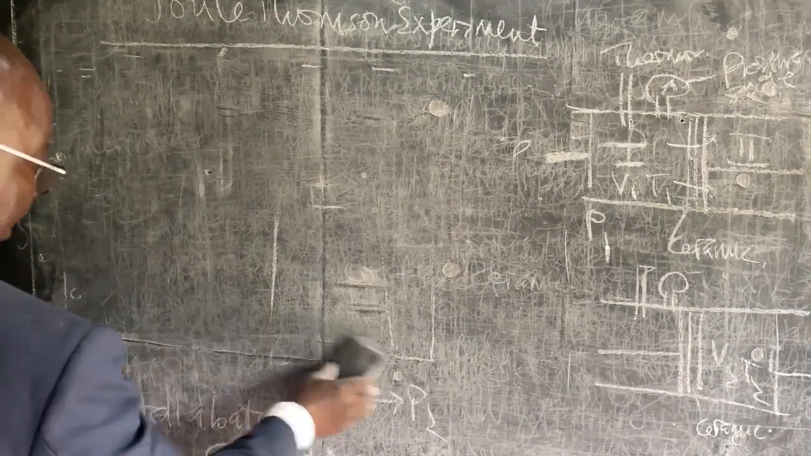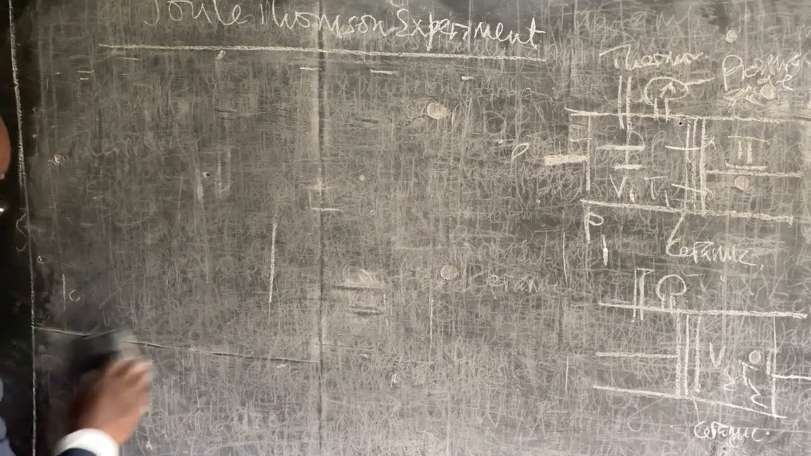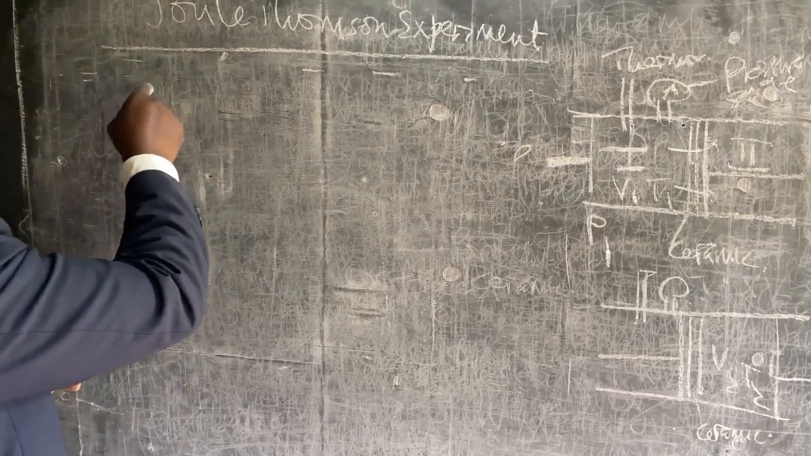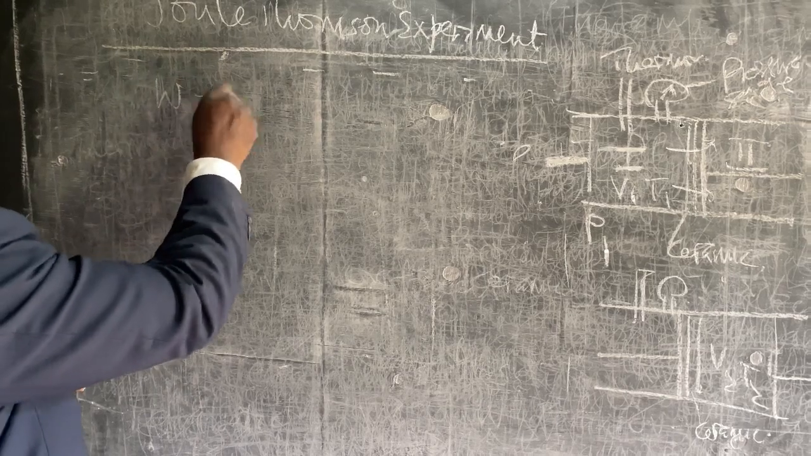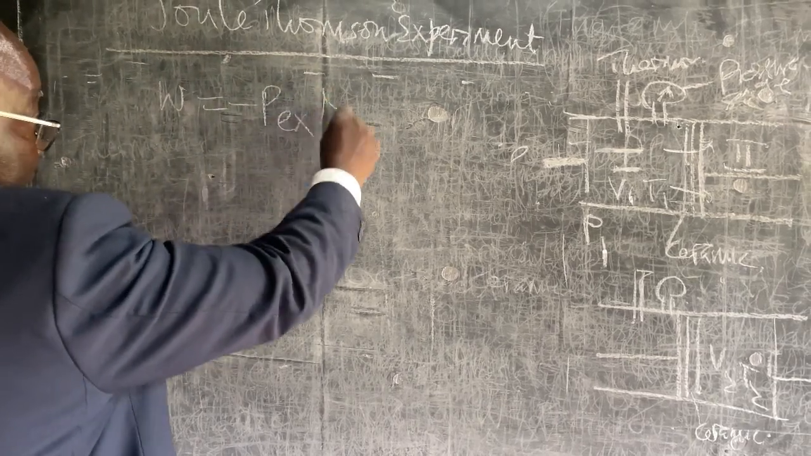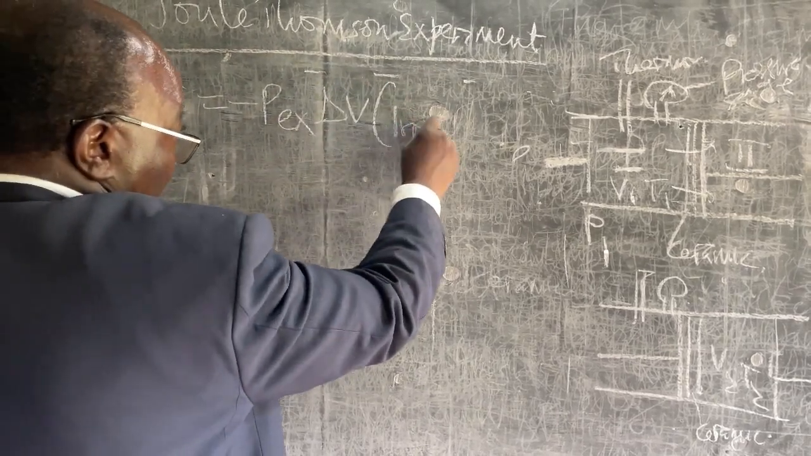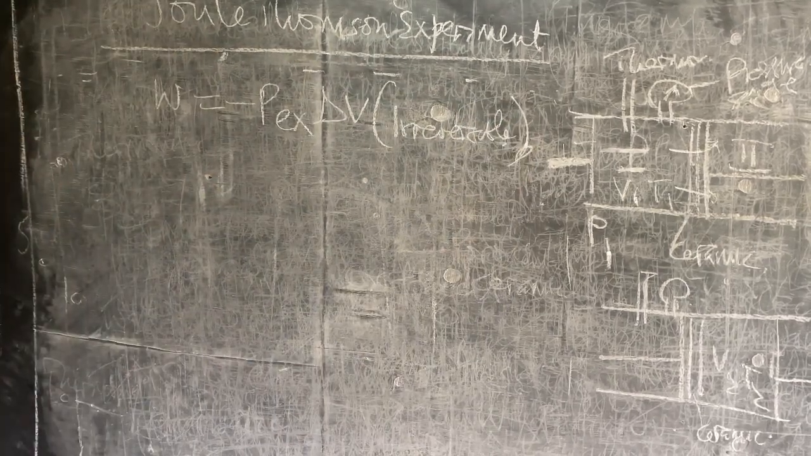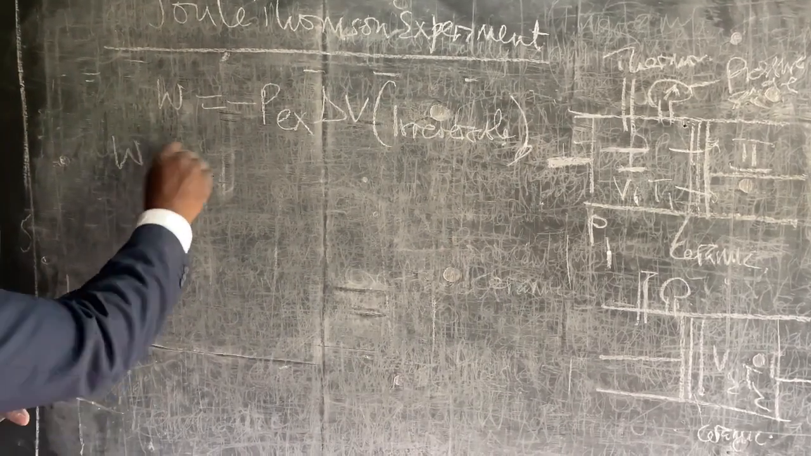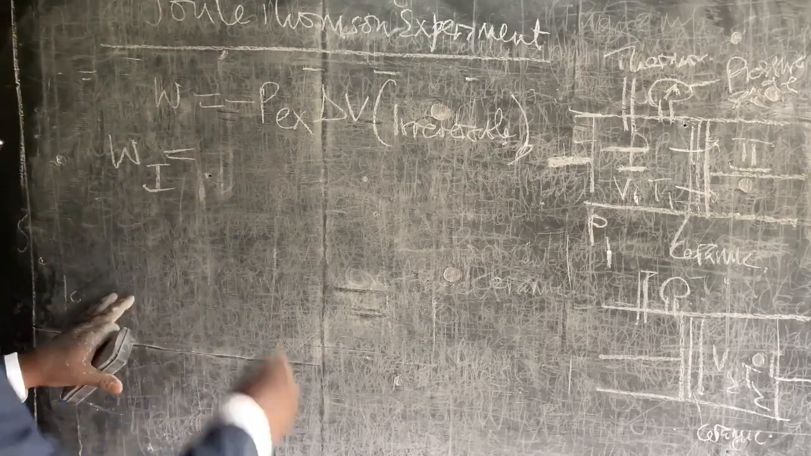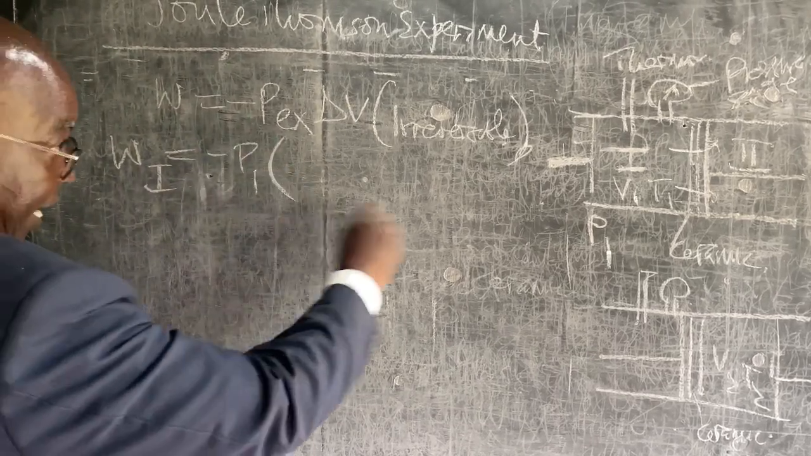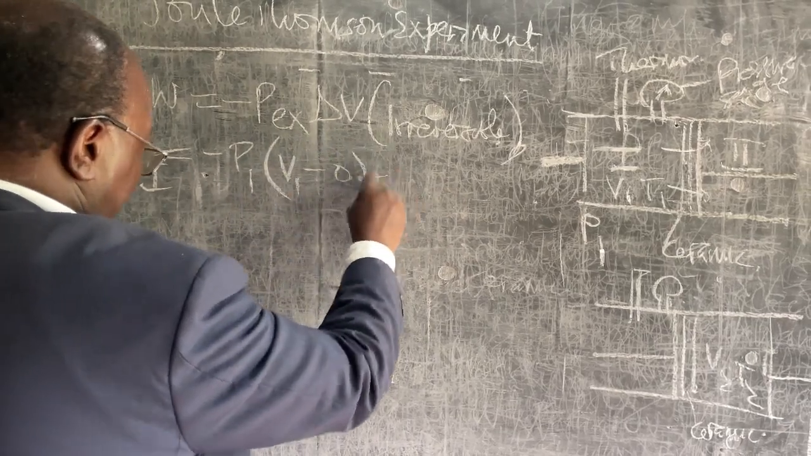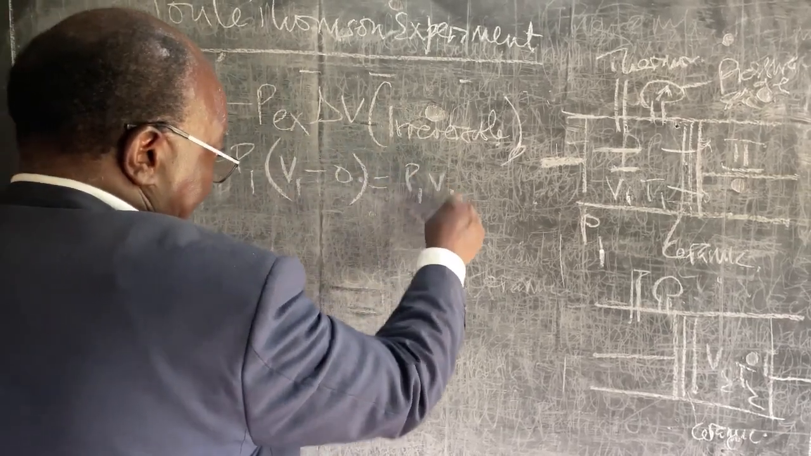So how do you calculate the work in compartment 1 and the work in compartment 2? Remember, to calculate irreversible work, we have W equals minus external pressure times delta V. That's the expression for irreversible work, which we derived in earlier lectures. So the work in compartment 1 is simply minus pressure 1 times the volume change, where the initial volume is V1 and the final volume is 0. So that is P1 V1.